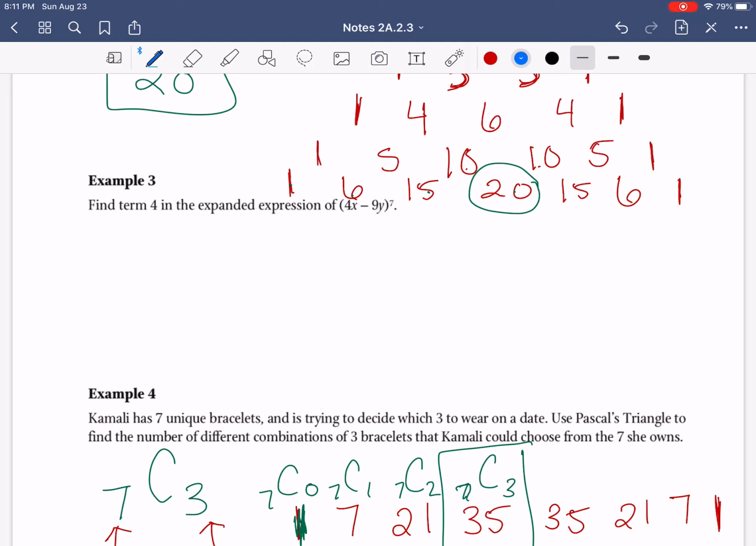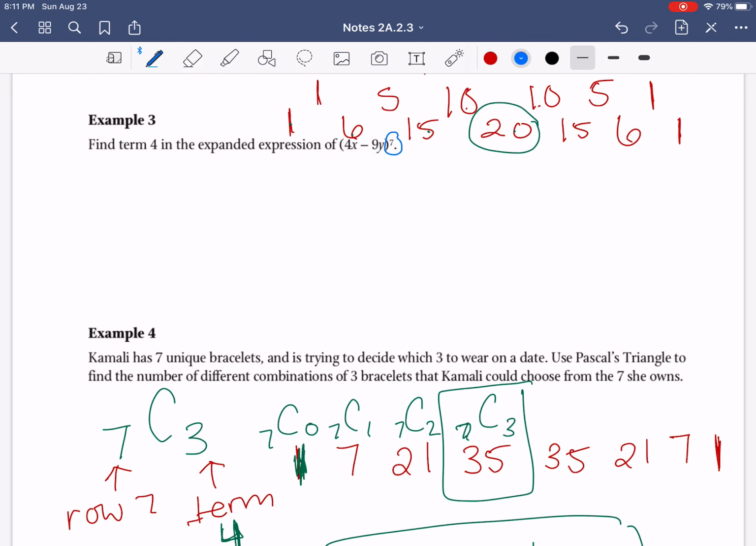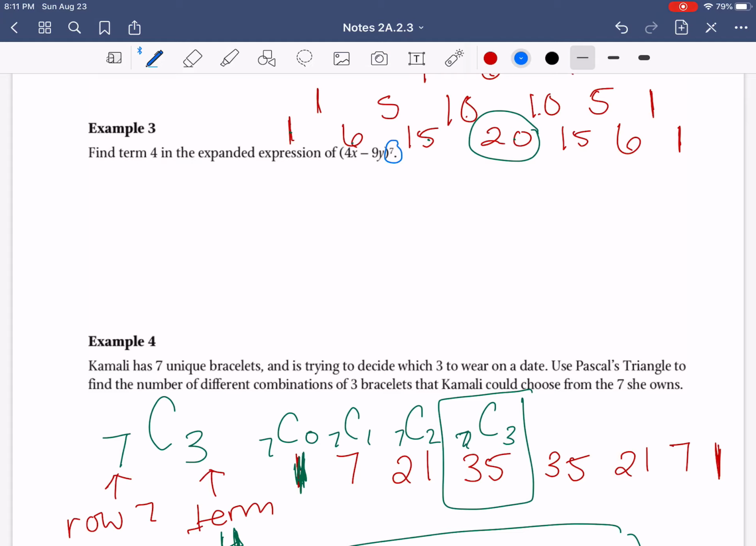So first you would start off with your exponent. My exponent is a 7, so I already know Pascal's triangle row 7. It's down here on example 4, and it was also on slide 13, but it's 1, 7, 21, 35, 35, 21, 7, and 1.